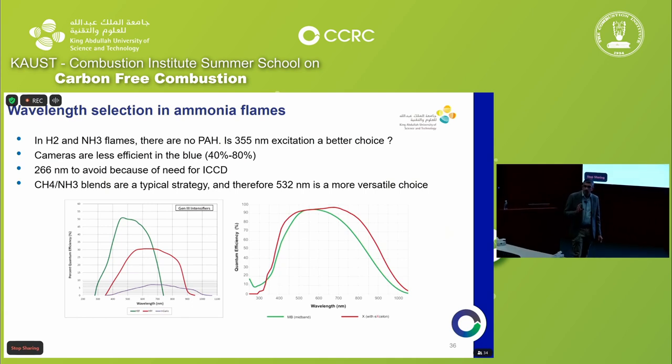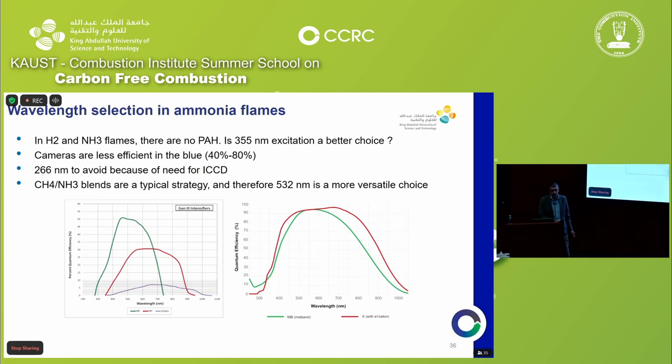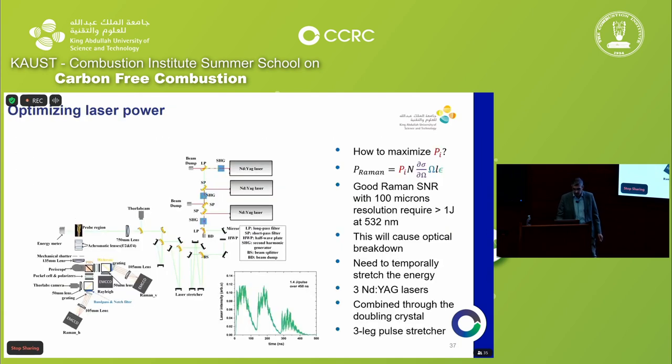The recommendation for Raman is to use a CCD camera. We'll go to that in a second. And if you use a UV, you're forced to use an ICCD camera. And whatever is the gain that you have in terms of increased signal, you lose it because of the higher noise of this camera and the lower readout noise characteristics of this camera.